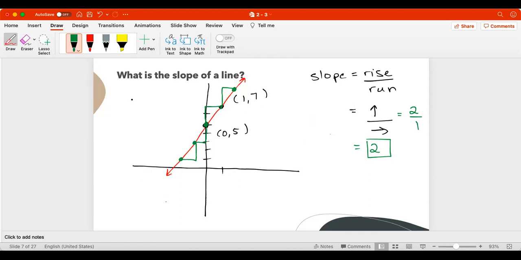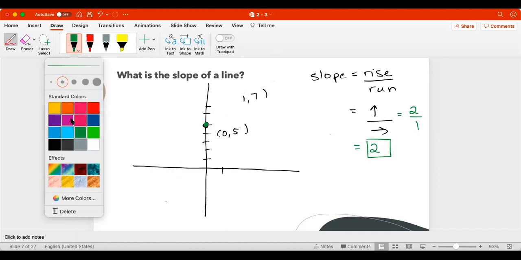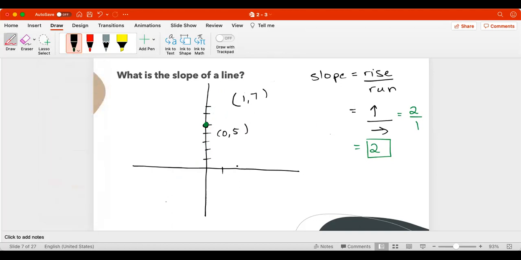Okay, let's try another one. Before we do that, I want to show you how to find the equation. Now, you don't have to graph a line visually to figure out the slope. You just need 2 points on the line. The 2 points on this line are 1, 7, and 0, 5.